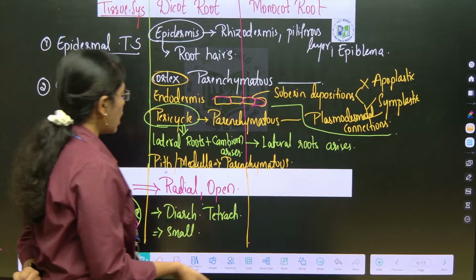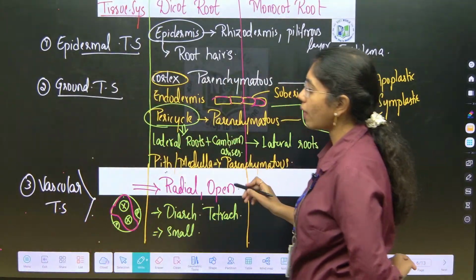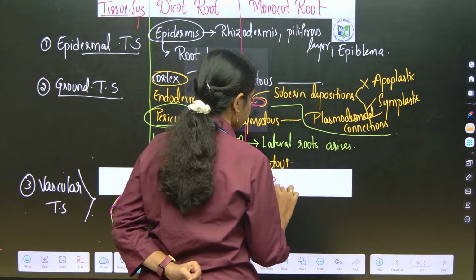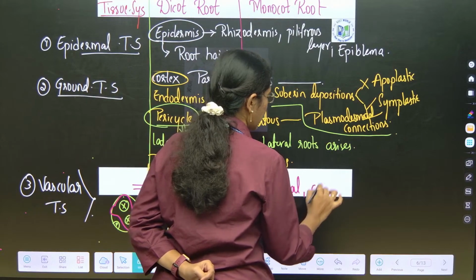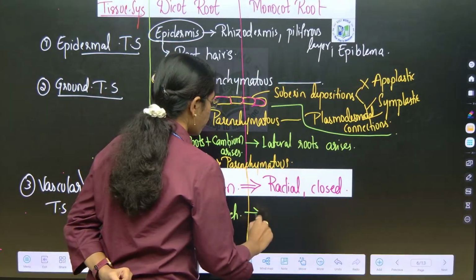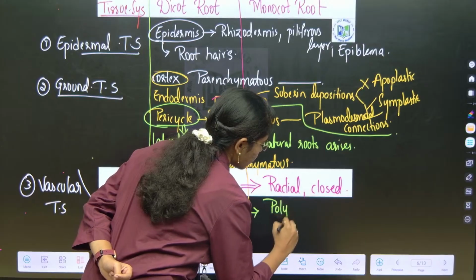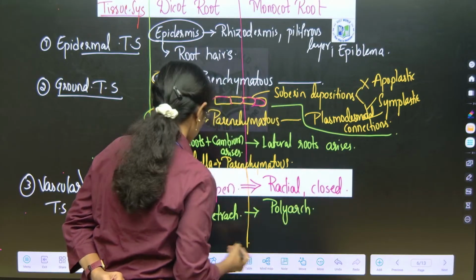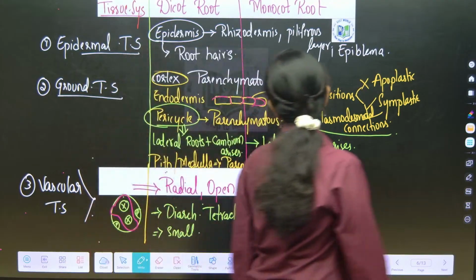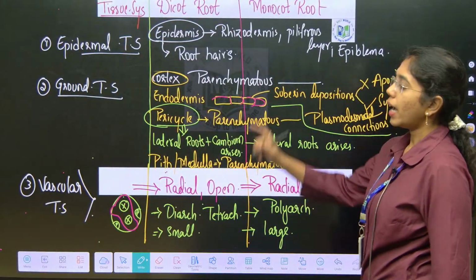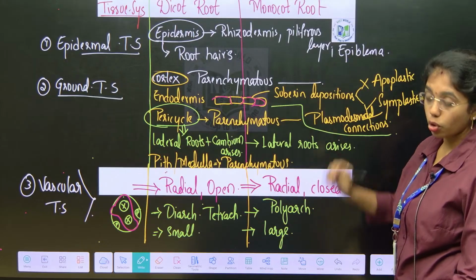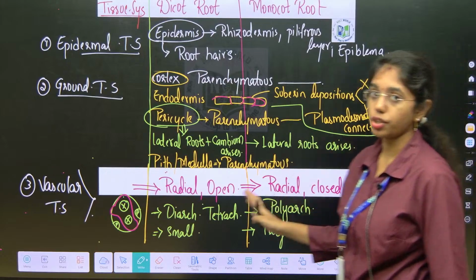Small pith is present. Now in the monocot root, vascular bundles are radial and closed, and here you can see polyarch type of vascular bundles, and pith is large. So, this is the complete description of the epidermal tissue system, ground tissue system and vascular tissue system of dicot and monocot root. You can go through that clearly and take a screenshot.